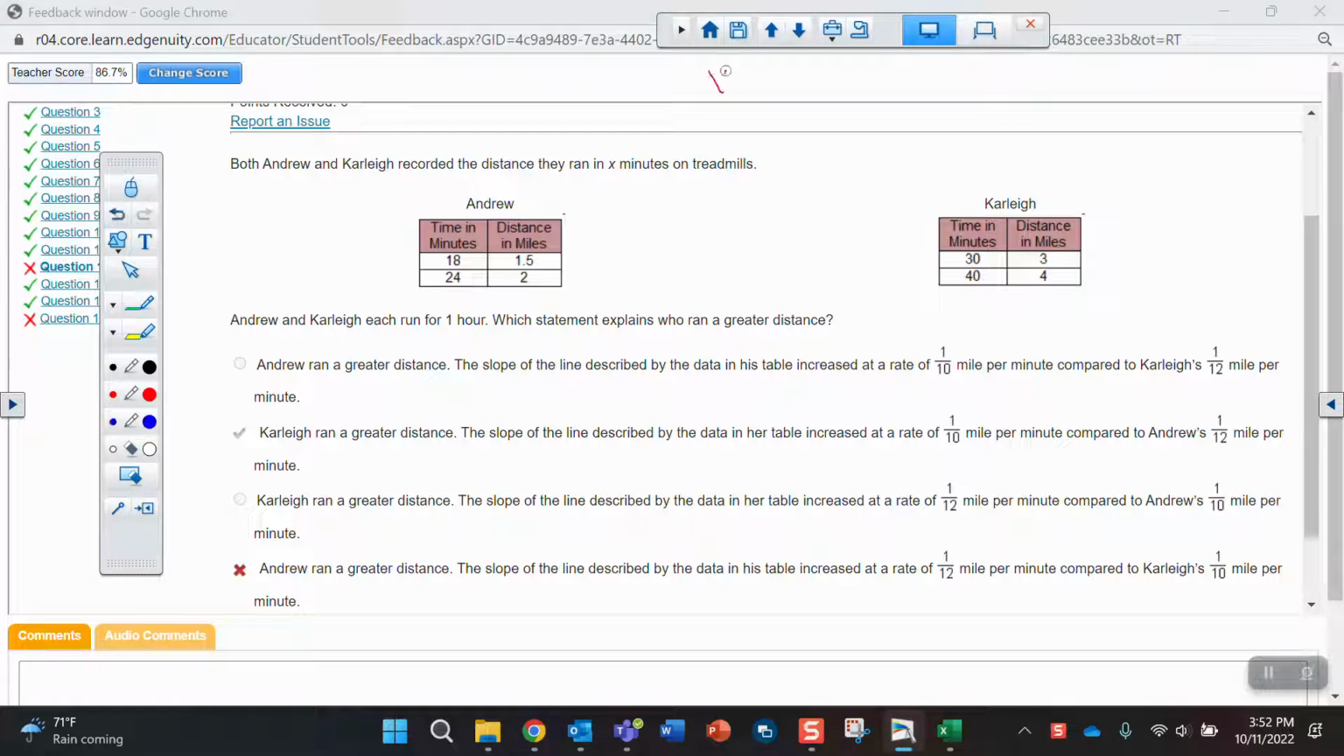Remember, the formula for slope is y2 minus y1 over x2 minus x1. x1 and y1 are just the first ordered pair in the table, and x2 and y2 are the second ordered pair in the table. You can even flip those around just as long as you're consistent. So in Andrew's table, I will do 2 minus 1.5, and then 24 minus 18.